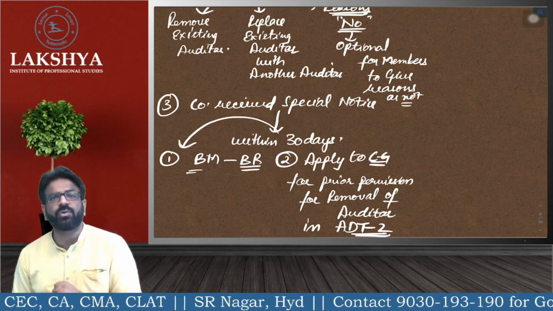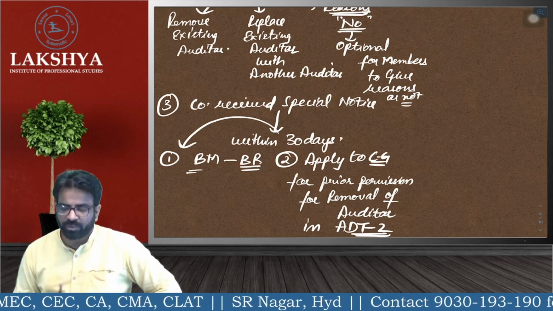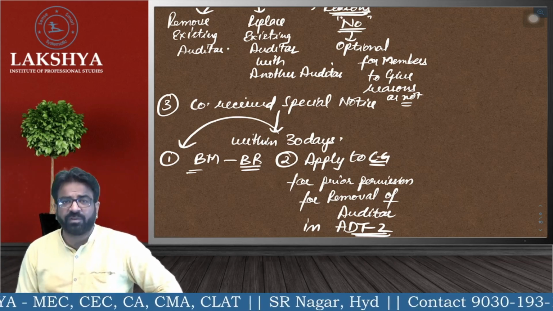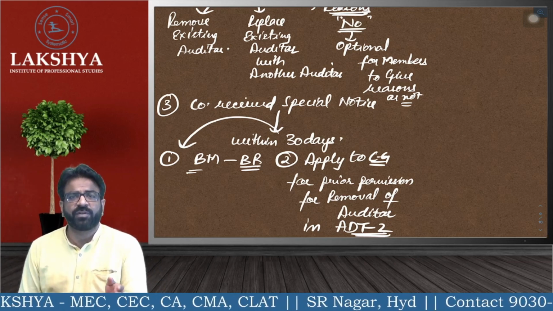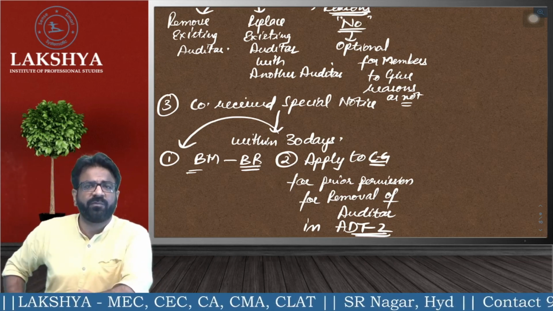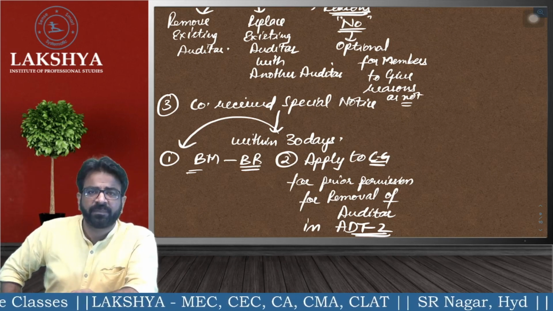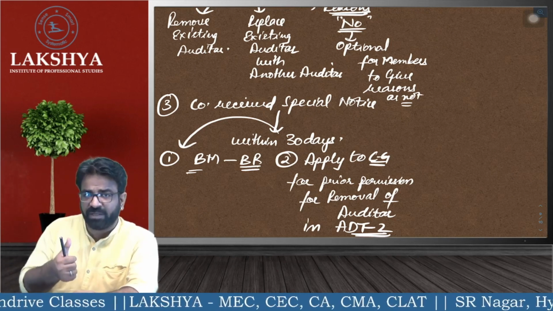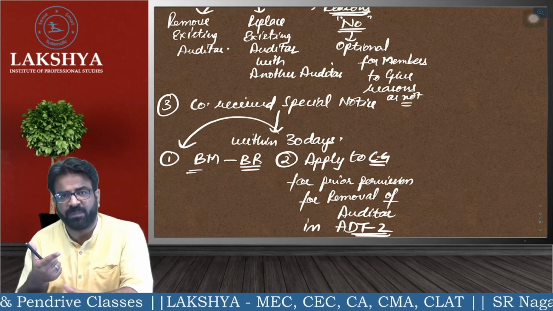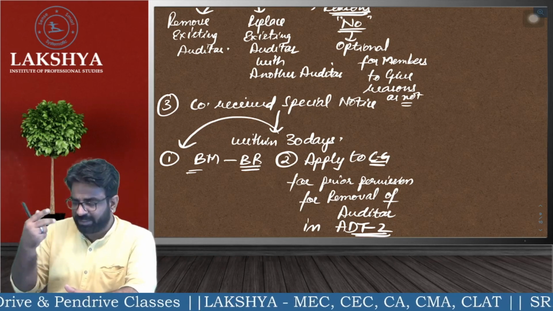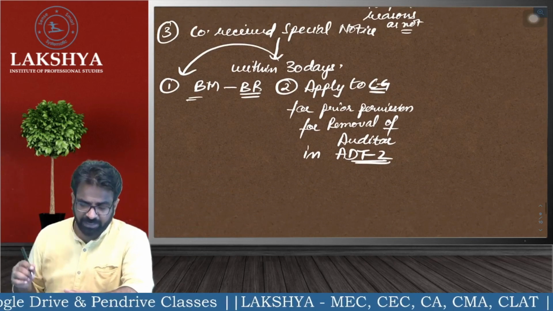ADT3, casual vacancy, section number 139 subsection 8. And what is ADT2? ADT2 is nothing but applying to the central government for the prior approval. Why do we need the prior approval? We need the prior approval for removing an auditor before the expiry of his term. So first the board meeting will be conducted, the board resolution will be passed. Then prior approval of the central government is required in form number ADT2.